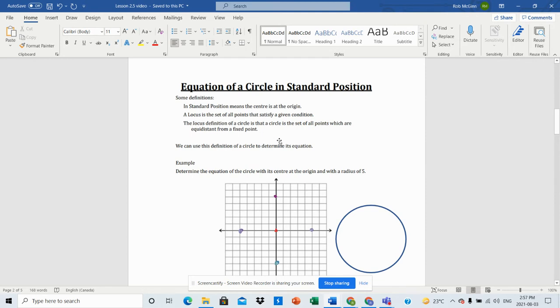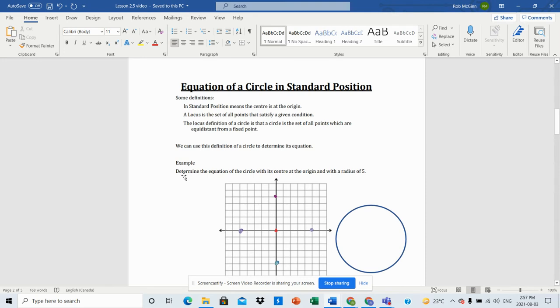A locus is the set of all points that satisfy a given condition. So if we put it together, the locus definition of a circle is that a circle is the set of all points which are equidistant from a fixed point. That's because the radius never changes in a circle, so our points are always the length of the radius away from the center. We can use this definition of a circle to determine its equation.